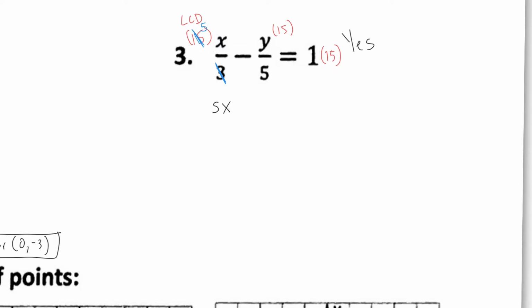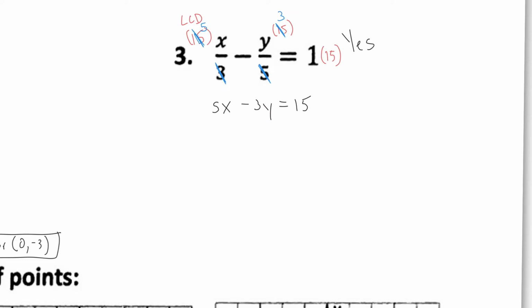Then you guys simplify the second fraction. 5 goes into the 15 3 times, and I'm going to multiply the negative y. There's a minus, so that's a negative y times 3. That is a minus 3y equals, and on the other side, 1 times 15 is 15. So that is the standard form. X and y are on the same side, and they're not multiplying each other.